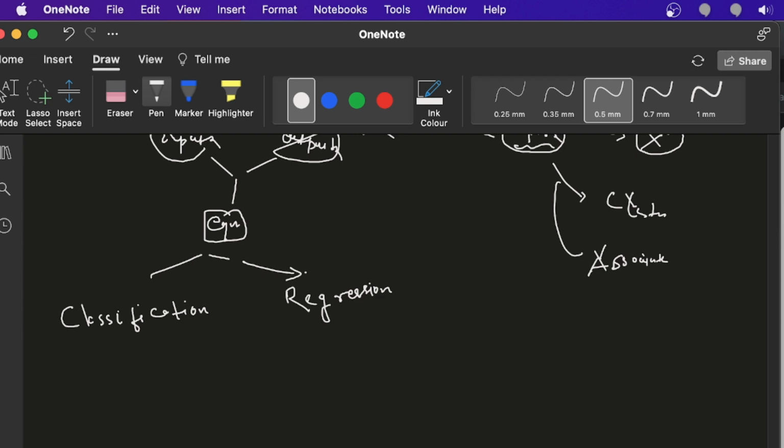Is anyone in this classroom able to explain what is the meaning of classification, what is the meaning of regression?